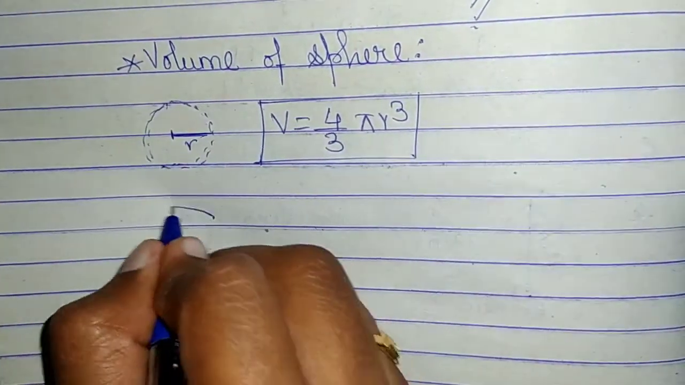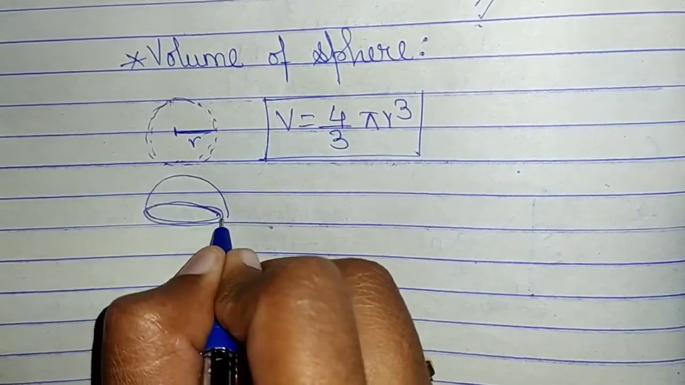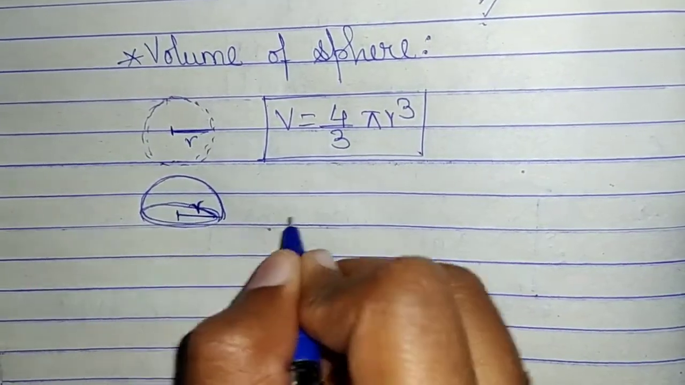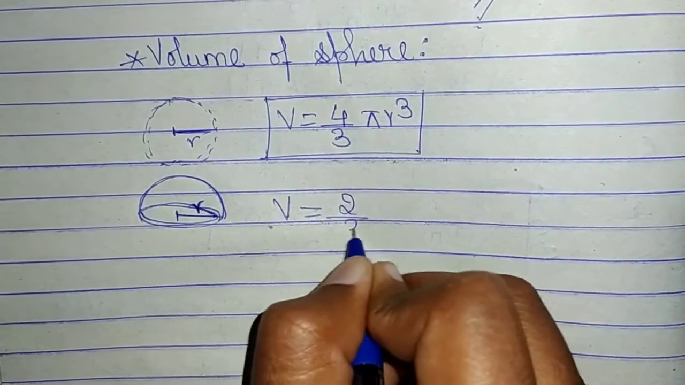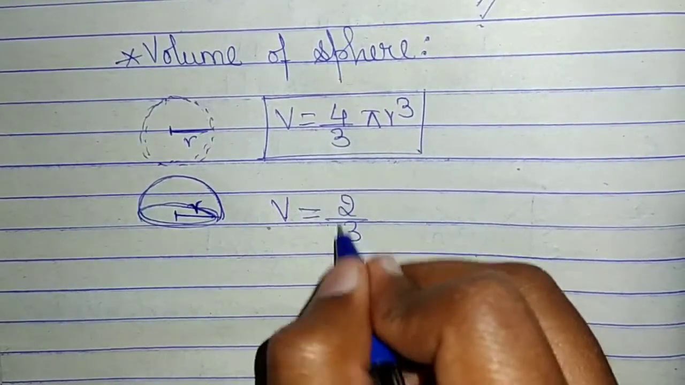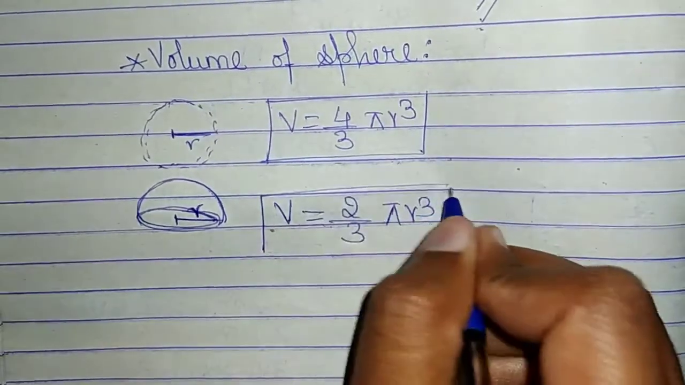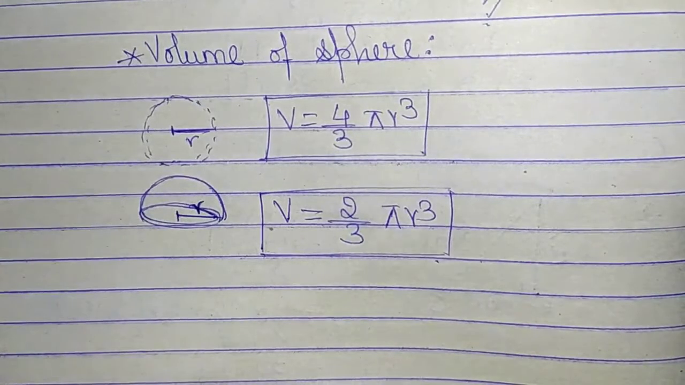In the same way, if we were to talk about a hemisphere, that is half a sphere, whose radius is r, then the volume of a hemisphere is equal to half the volume, right? So half the volume, 2 by 3 pi r cube. This is the formula to find the volume of a hemisphere.